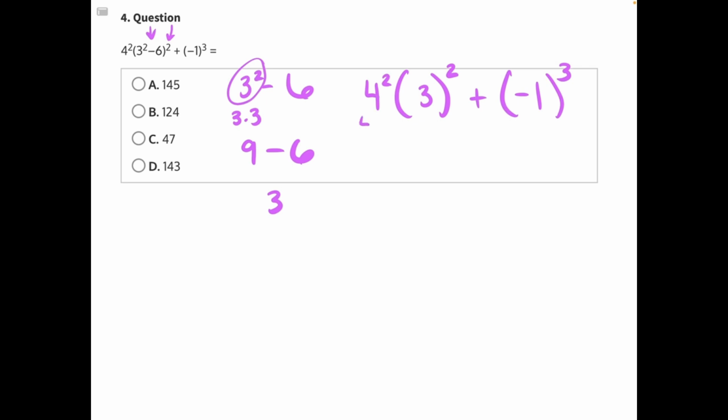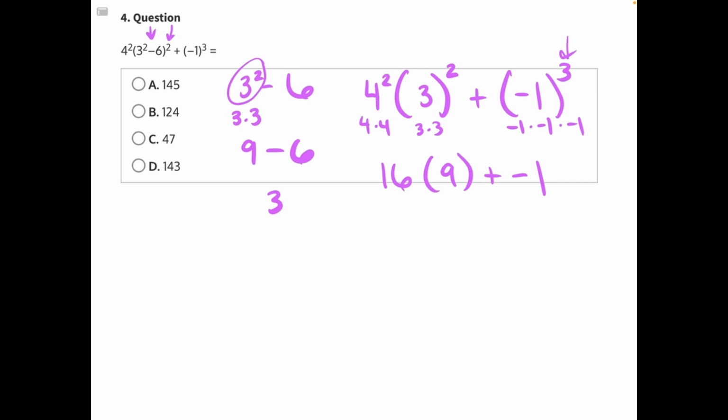4 squared is 4 times 4, which would be 16. 3 squared, or 3 times 3, would be 9. And then negative 1 cubed would be negative 1 times negative 1 times negative 1. Be careful here, because whenever we have a negative number raised to an odd exponent, the result is going to be negative, right? Negative times a negative will give us a positive, and then that positive times a negative will turn it back into a negative.